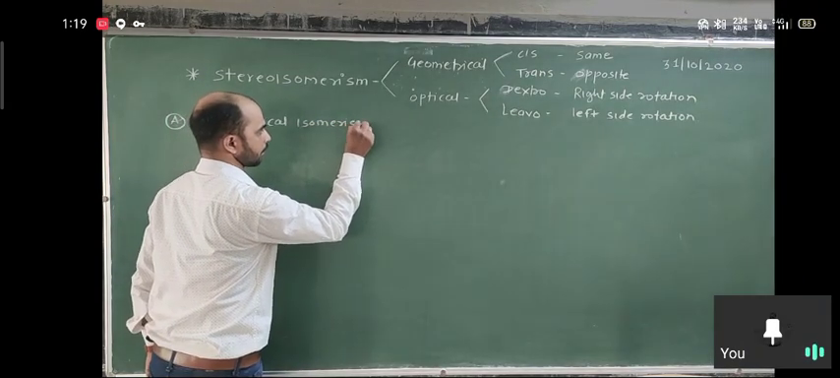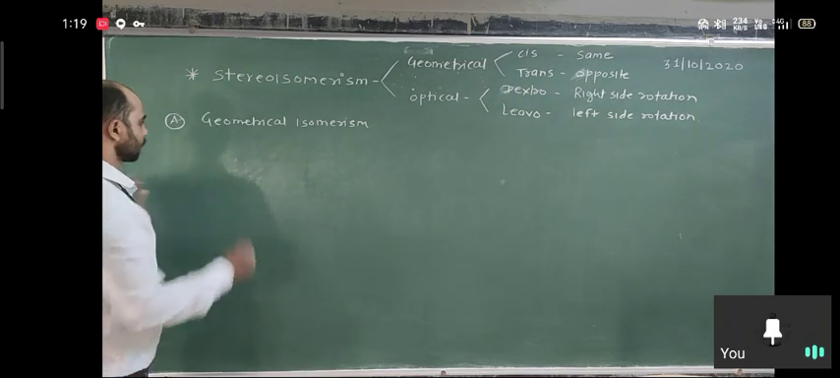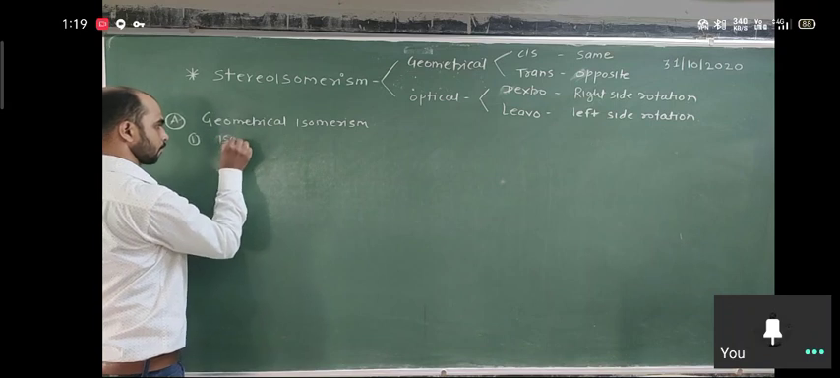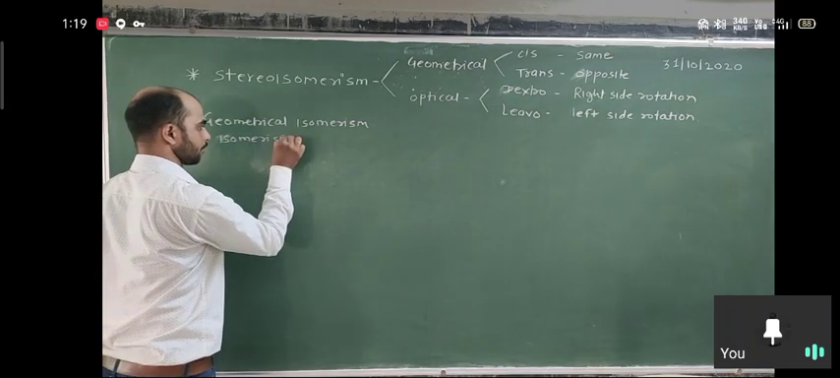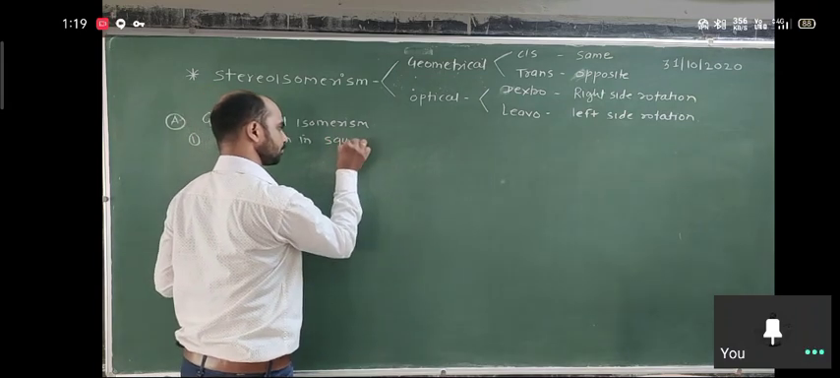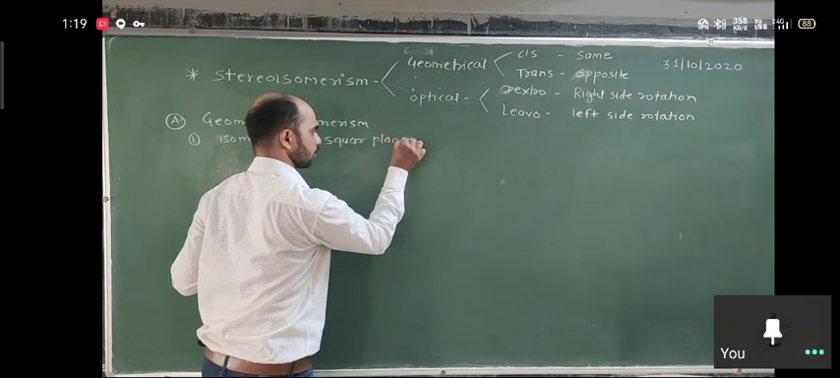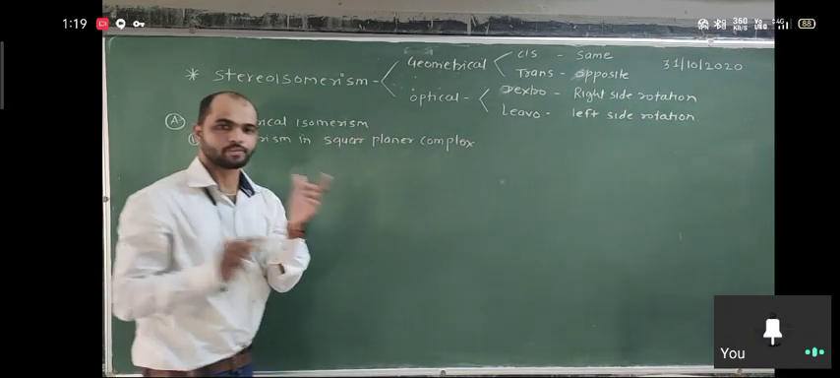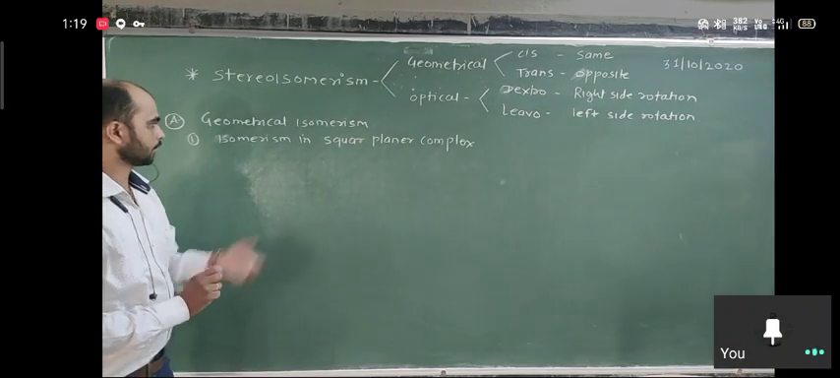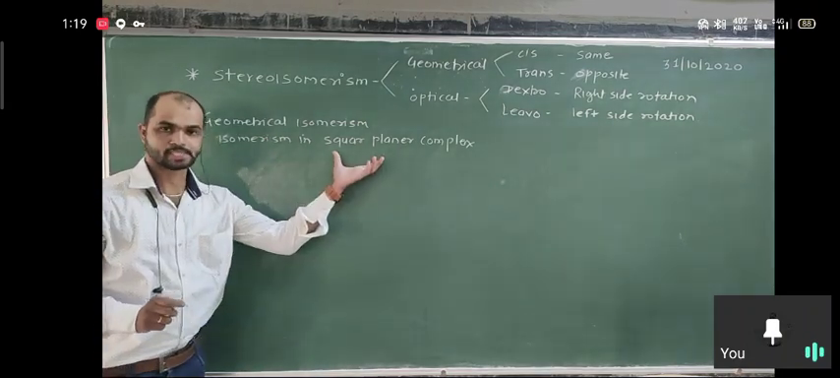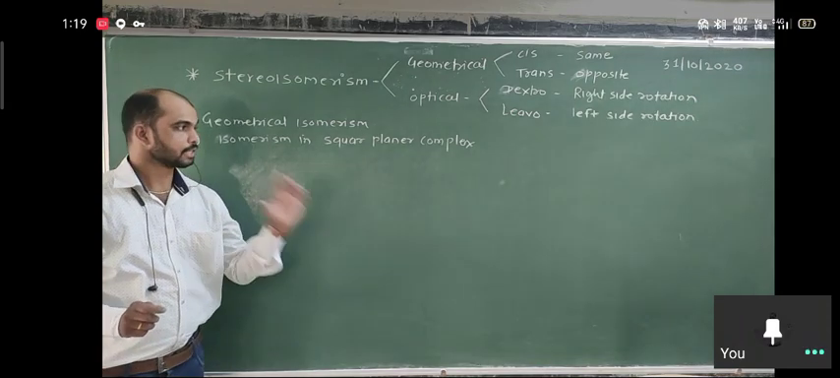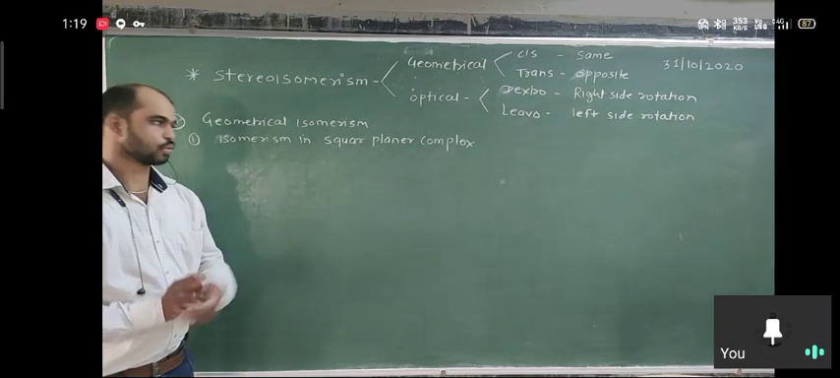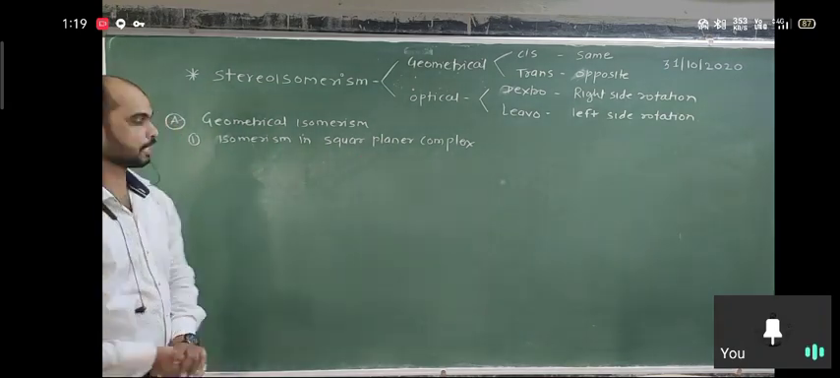A is the geometrical isomerism. So geometrical isomerism, we are going to study first the isomerism in square planar complexes. In that point we are going to understand the geometrical isomerism in square planar complexes and in octahedral complexes. Tetrahedral complexes do not show geometrical isomerism, so we only think about the square planar and octahedral complexes.